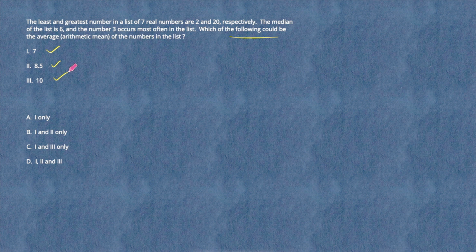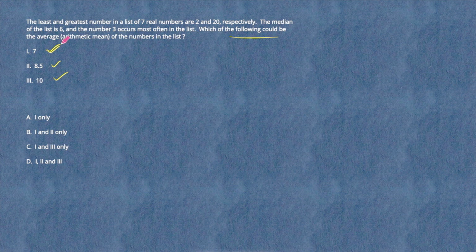So if we prove that 7 could be an average, or 8.5 could be an average, or 10 could be an average, then we say that that's possible with some combination of numbers, and then we can prove whichever doesn't work, we can cross that, and then we can pick the answer choice. So let's go step by step.